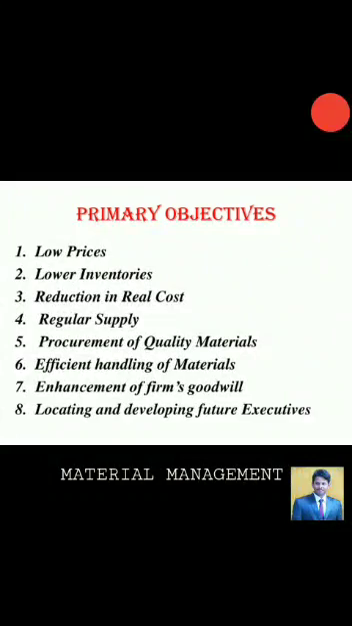So here you can see the primary objectives. Primary objectives are low prices, lower inventories, reduction in real cost, continuous supply, or even you can call it regular supply, procurement of quality materials, efficient handling of materials, enhancement of the firm's goodwill, and locating and developing future executives. So here you can see around 8 objectives in material management.